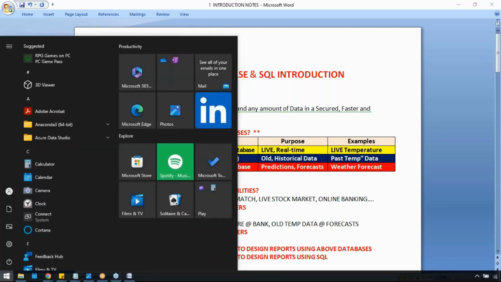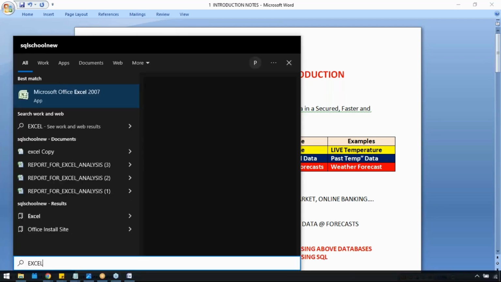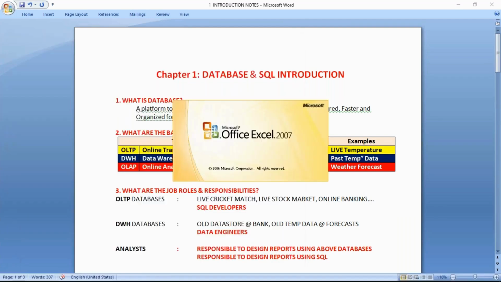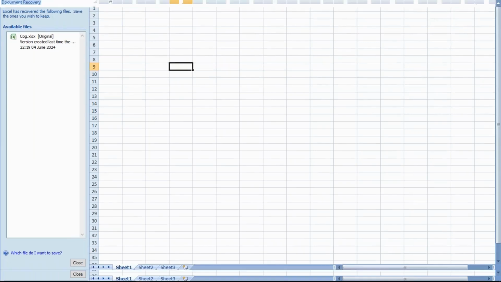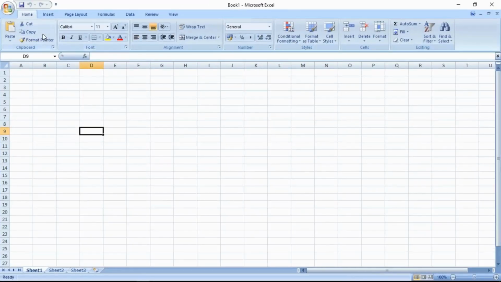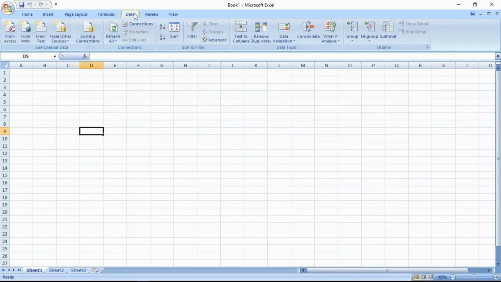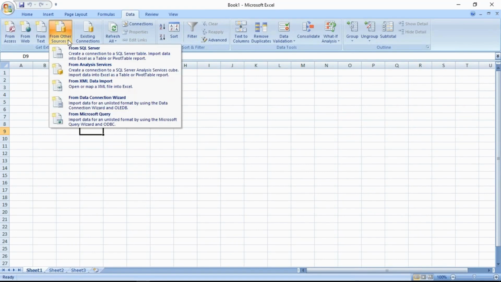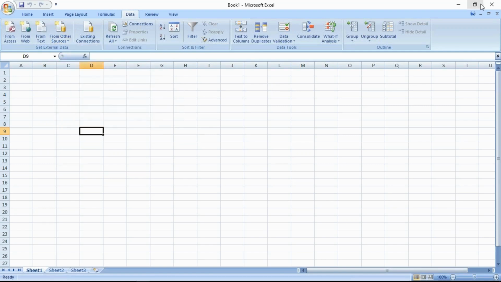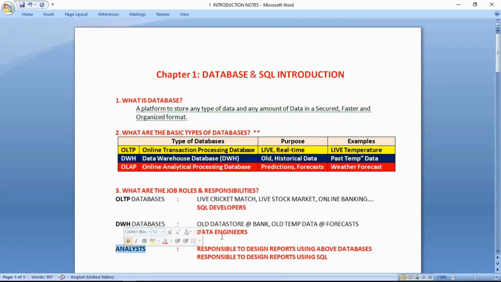Let me show you here. For example, I have something called Excel. In Excel, there is a concept called get data. By next week, we are going to learn this technically with an example. Here we can get data from a server. Analysis means OLAP, etc. So we can get data from various sources, design reports, and perform analytics. That is the data analyst job role.